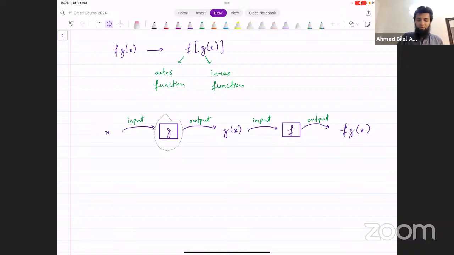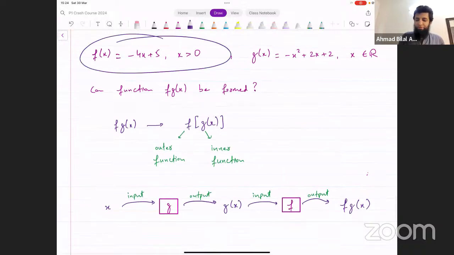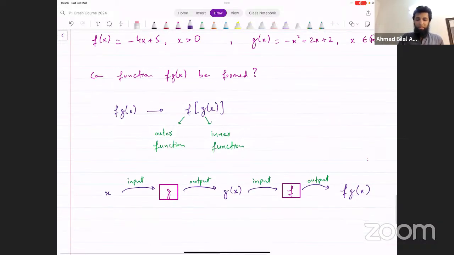This is how a composite function works, right? So for this function f g of x, these are the different steps that it goes through. X goes as an input to g, then g gives an output, that's g of x, and then g of x goes as an input to the function f, and f gives you this output, that is f g of x. Now the question is, given these two functions, f of x and g of x, we want to figure out, can this composite function f g of x be formed? Is it possible to form this function? Now, how do you understand that?